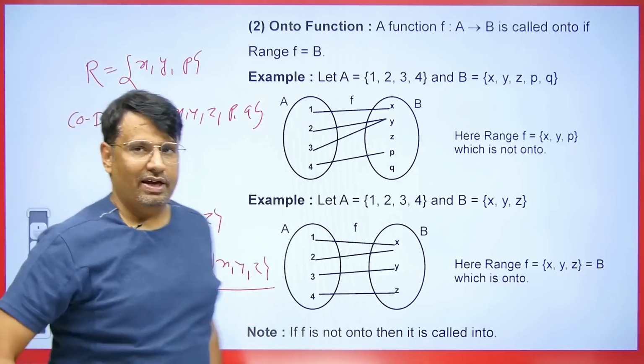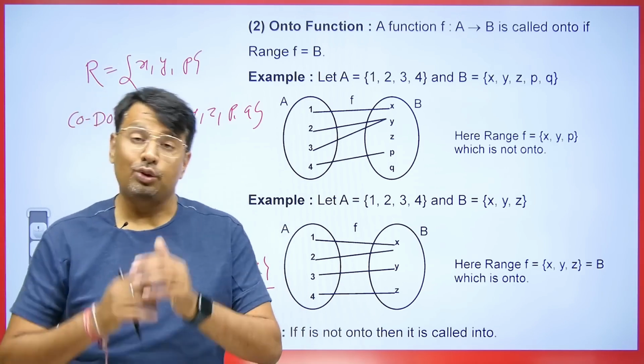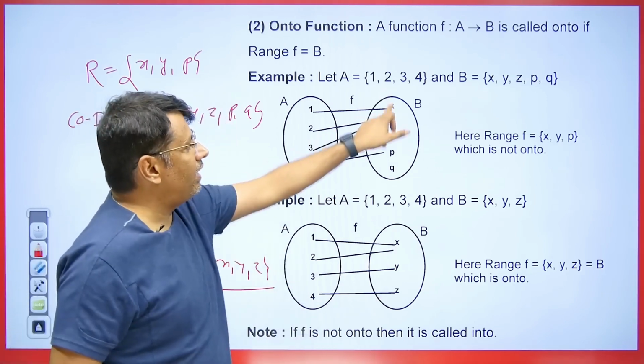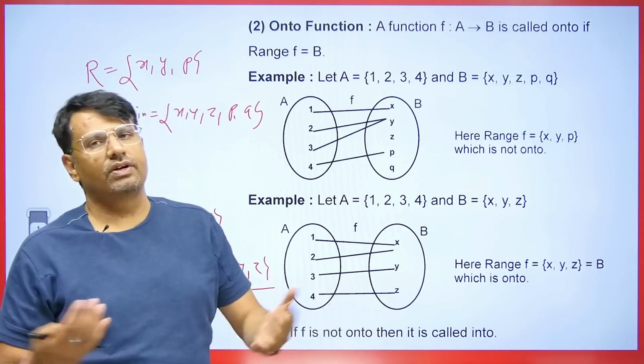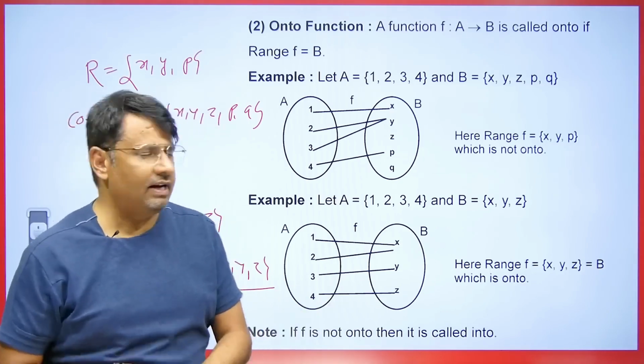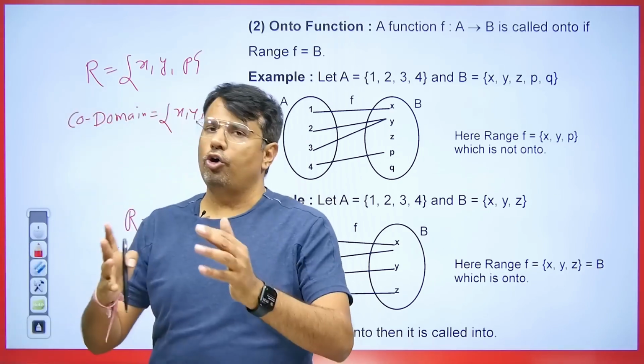It simply means that this is an onto function, right? So we can understand from this also. See here, if each element will be connected, then range and codomain will be equal. It means that the function will be onto, right? So this is the basic definition of an onto function.